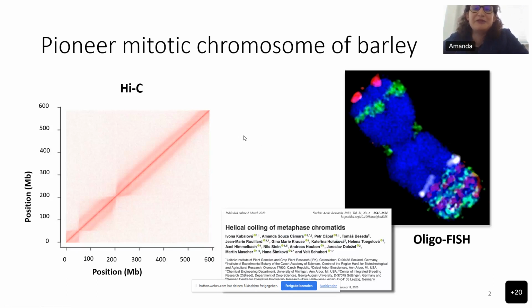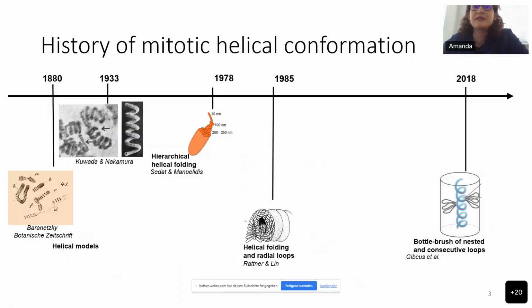And mostly because we have the genome reference from our own group, and barley has only few chromosomes, seven chromosomes, and they are mostly large, so it's easy to see in the microscope. And yeah, so we had these nice tools to investigate barley chromosome conformation during mitosis. And it's a question that has been around for more than 100 years.